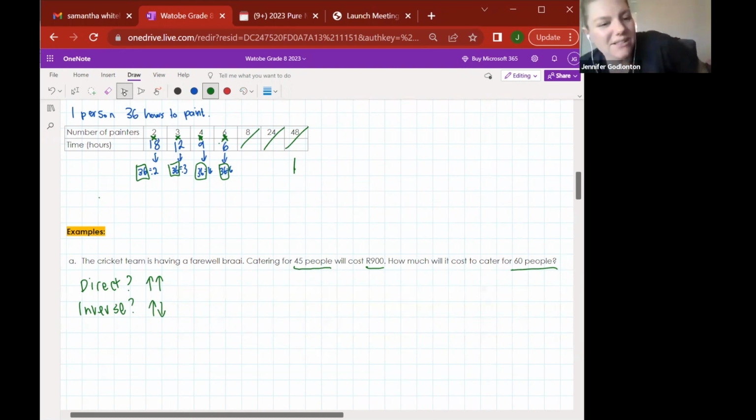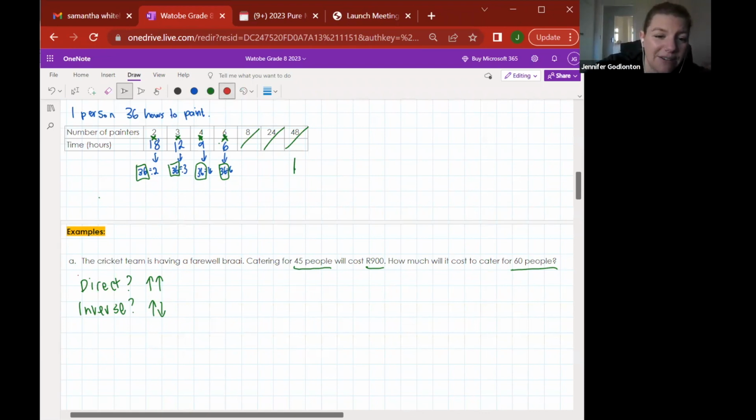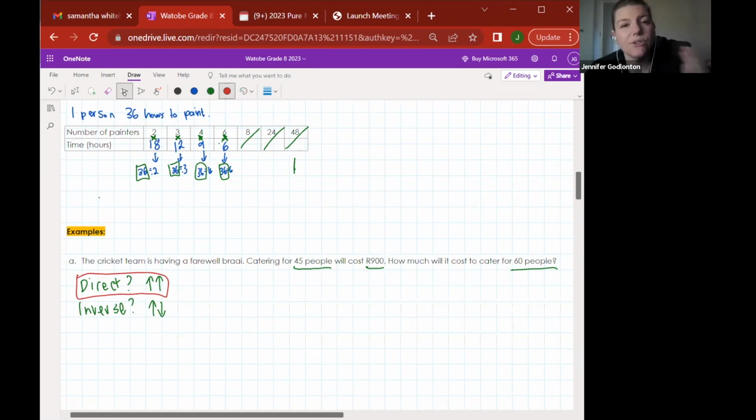Okay, so we have two answers saying direct and one saying inverse. And another direct. Yeah, good. Okay, I know some of you are still thinking inverse, and that's okay. That's why we're still at the beginning of our lesson. This one is definitely going to be direct proportion, because as we have more people, it's going to cost more money. So as the people go up, the money will go up.